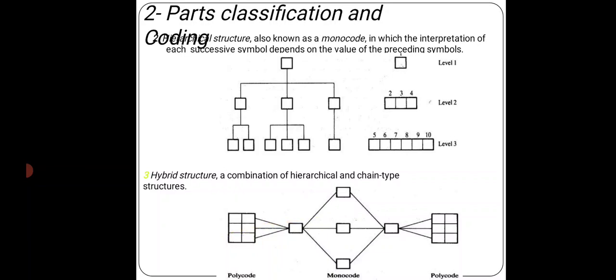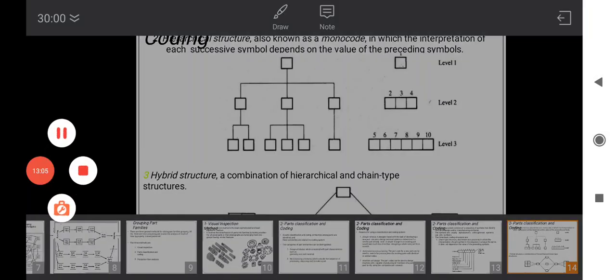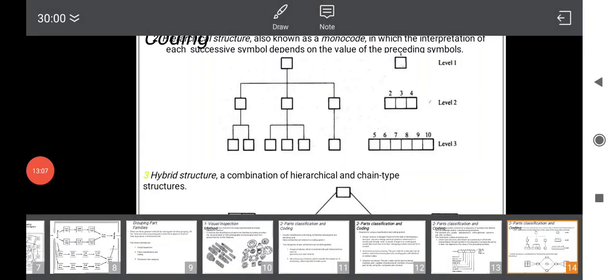Then the hybrid structure, a combination of hierarchical and chain structure. These are the three types of coding system.